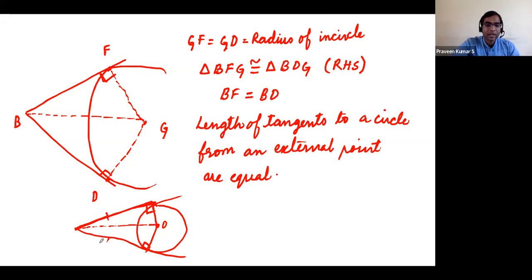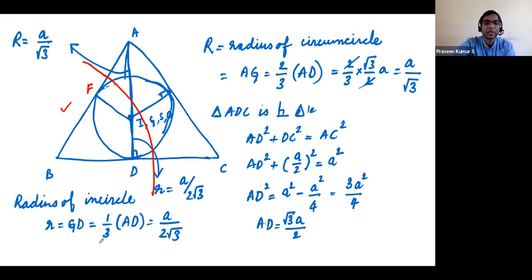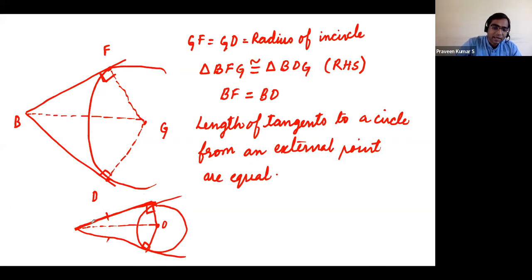But this is actually part of a special case scenario when you take an equilateral triangle and draw an incircle. In an equilateral triangle, the angle at B will become 60 degrees, right? But in reality, this need not be 60 degrees. This can be any angle, but this congruency will still be correct, and the length of tangents will definitely be equal.